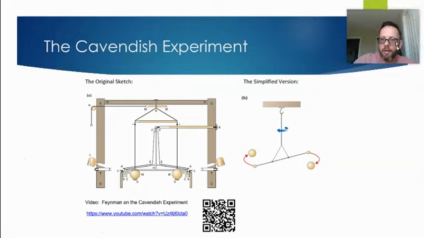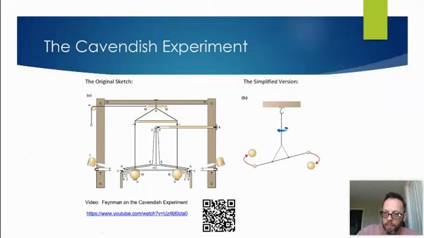So how did physicists determine this gravitational constant G? And the answer is the Cavendish experiment. In a simplified version of this Cavendish experiment, you had two small spheres on a thin rod, and it was hung from a very thin torsion wire.